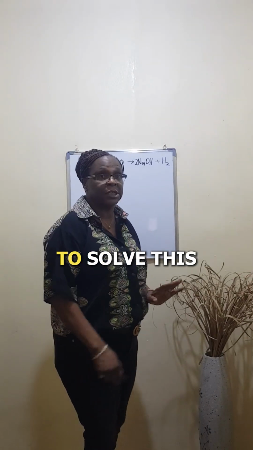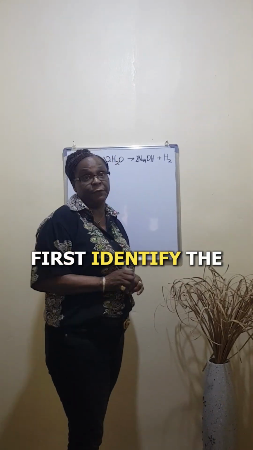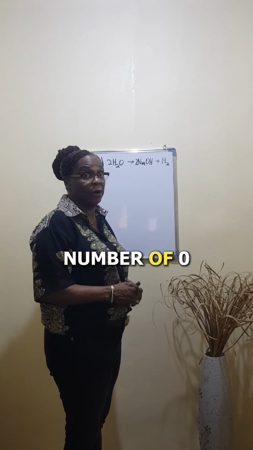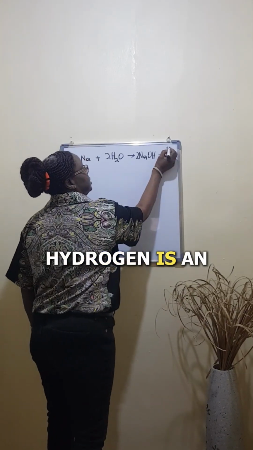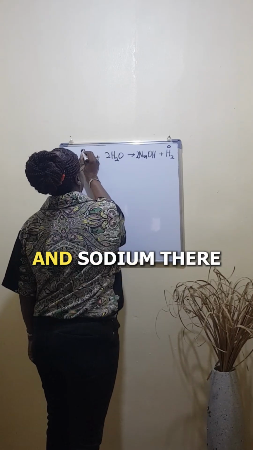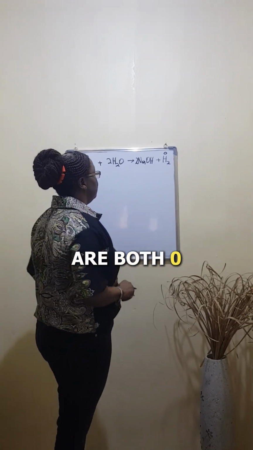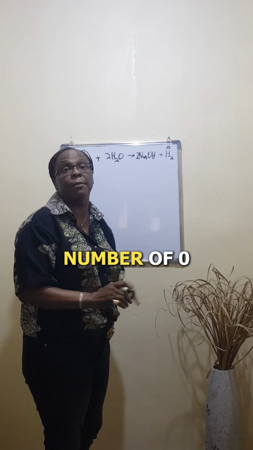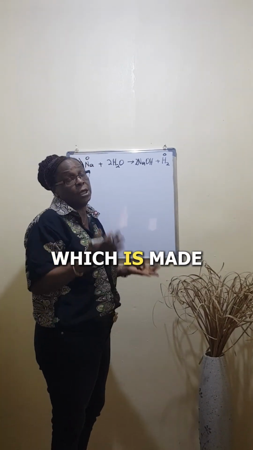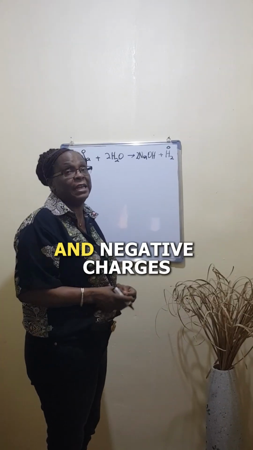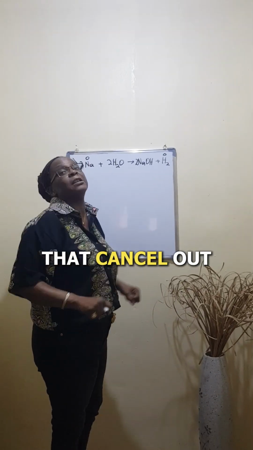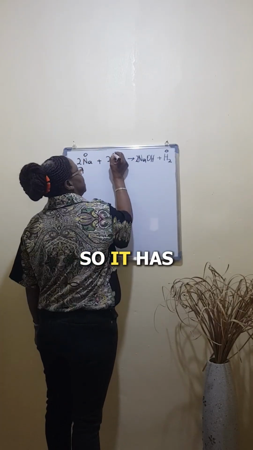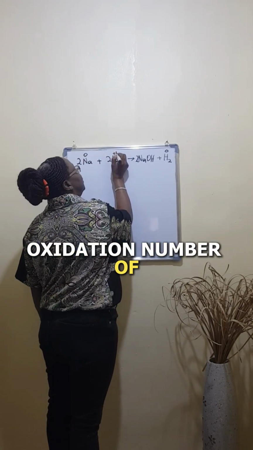The clean method to solve this is to first identify the elements, because atoms of elements have an oxidation number of 0. Hydrogen is a molecule there, and sodium there, both 0. These two are compounds. Compounds also have a total oxidation number of 0, made up of positive and negative charges that cancel out. So this hydrogen belongs to group 1, so it has an oxidation number of +1.